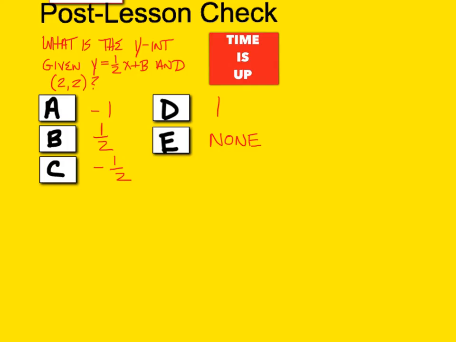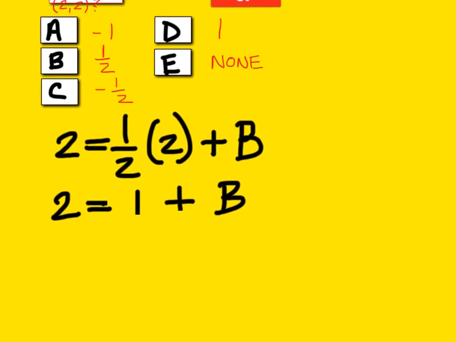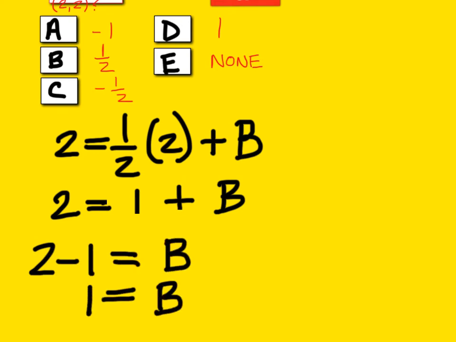What is the y-intercept given y equals half x plus b and the point 2, 2? Here's what we need to do. You're going to put in the point 2, 2 for x and y. So 2 equals 1/2 times 2 plus b. That's 2 equals 1 plus b. A half times 2 is 1. Move the 1 to the left. 2 minus 1 is 1. So that means the proper choice is D, as in dog.